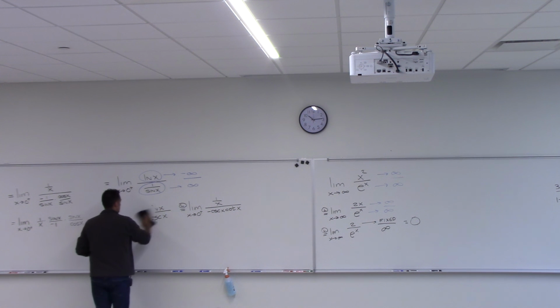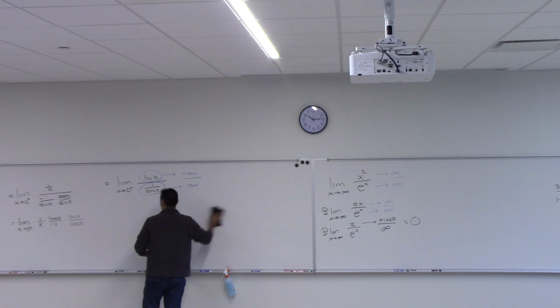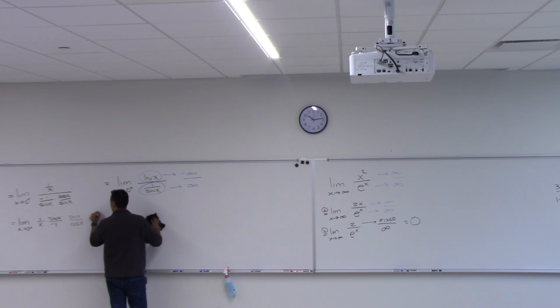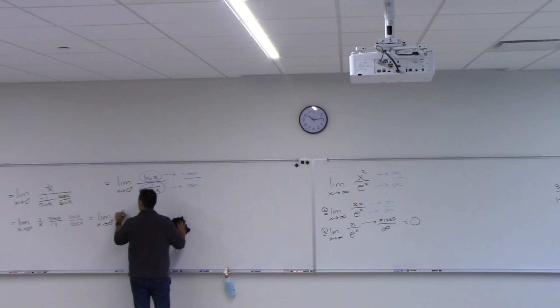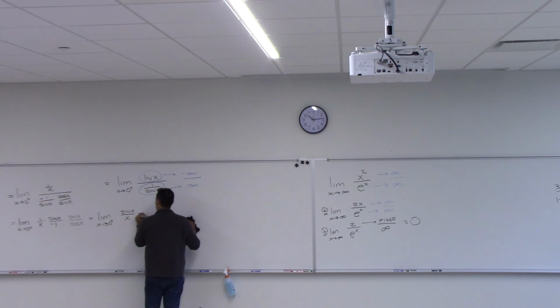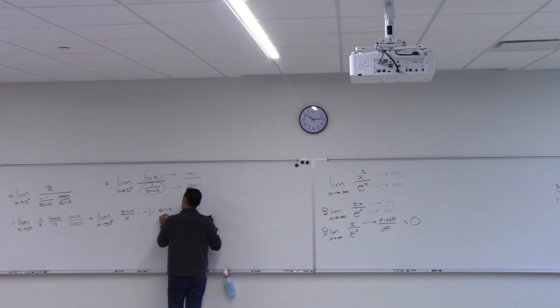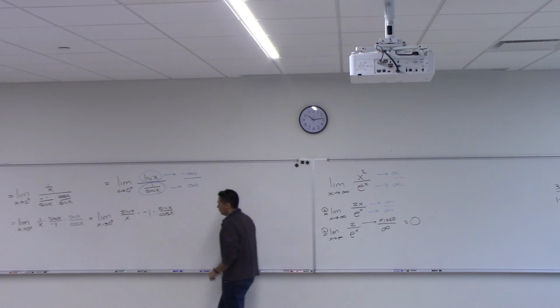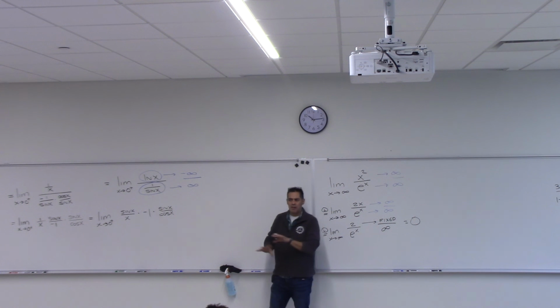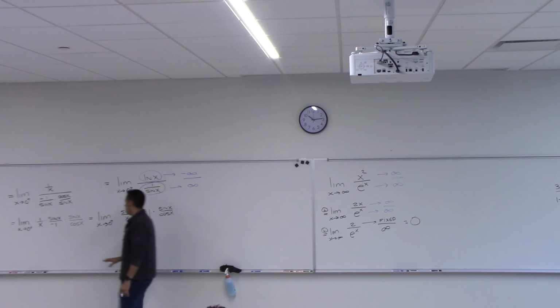So let me just continue. I'll show you what I'm doing next. You can tell me whether or not you agree. Limit x goes to 0 from the right. I'm going to rewrite this as sine x over x times negative 1 times sine x over cosine x. That's just me moving things around, shuffling some things, right?